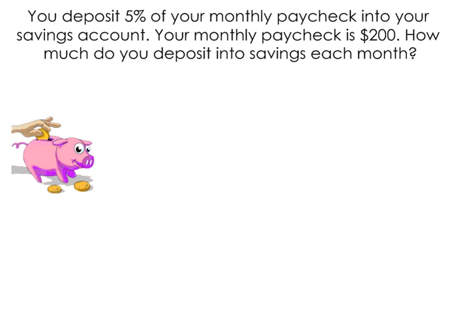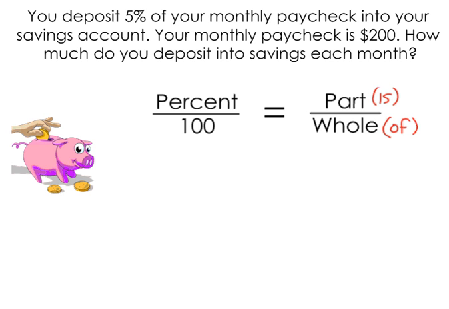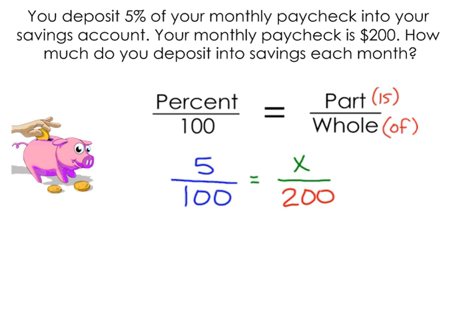All right, next problem. You deposit 5% of your monthly paycheck into your savings account. Your monthly paycheck is $200. How much do you deposit into savings each month? So starting with our percent proportion, it says you deposit 5% into your savings. So the percent we'll rewrite as 5 out of 100. And with our paycheck, since the whole thing is 200, we're going to put 200 where the whole number is, and we're depositing a smaller amount, so we're looking for the part.